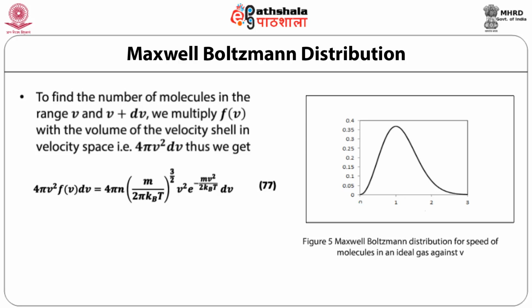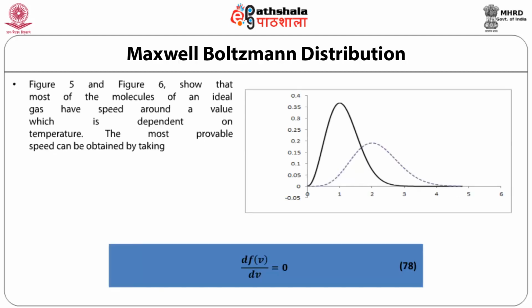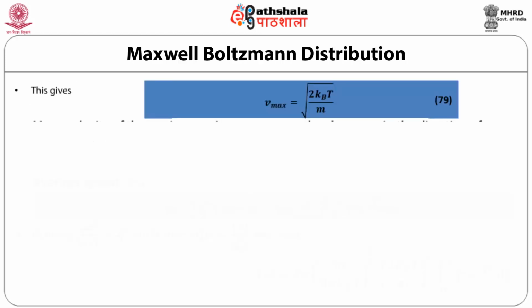The adjoining figure 5 shows the Maxwell-Boltzmann distribution for speed of molecules in an ideal gas against (2k_BT/m)^(1/2) v². Similarly, figure 6 here shows that most of the molecules of an ideal gas have speed around a value which is dependent on temperature. The most probable speed can be obtained by taking the derivative of f(v) with respect to v and equating it to 0. This gives v_max is equal to the square root of 2k_BT/m.